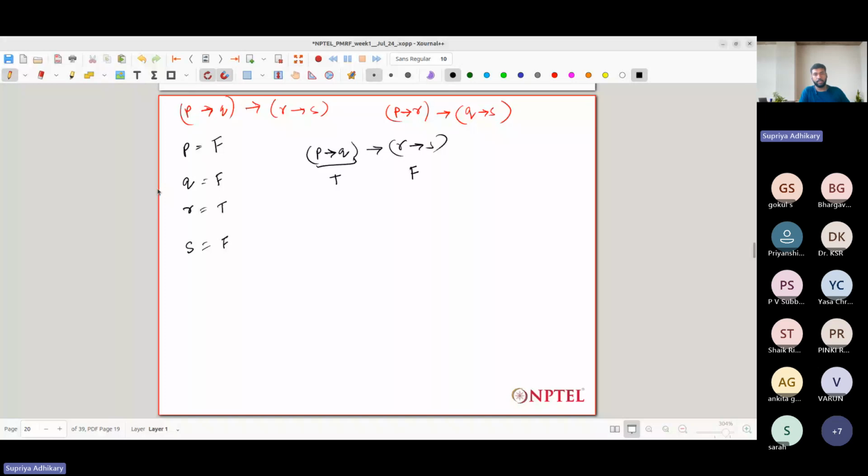Now again, the truth assignment over here, the conclusion is false, but the hypothesis is true. So therefore, this must also have the truth assignment false.